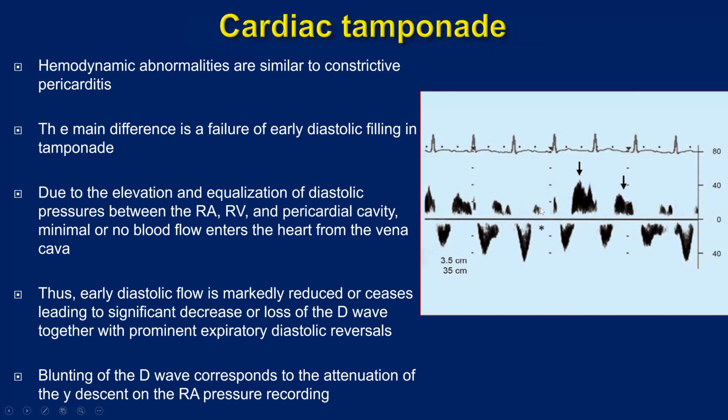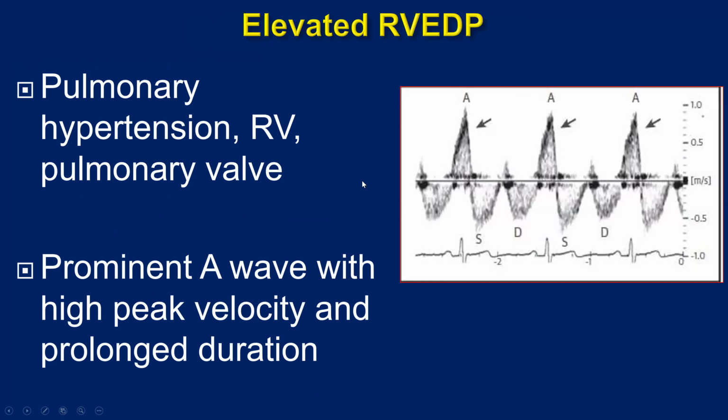In cardiac tamponade, what will happen? Hemodynamic abnormalities are similar to constrictive pericarditis. The main difference is the failure of early diastolic filling in tamponade. In tamponade, we don't have absent filling, okay, because the heart is compressed from outside, the RA and RV are all compressed, so the early filling is reduced or diminished here, and we have reversal flow during inspiration. This is the main reason.